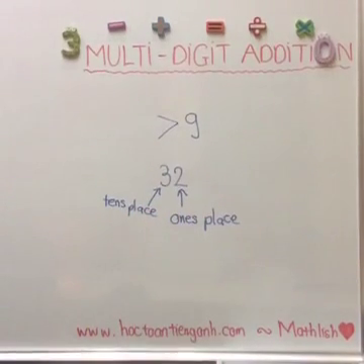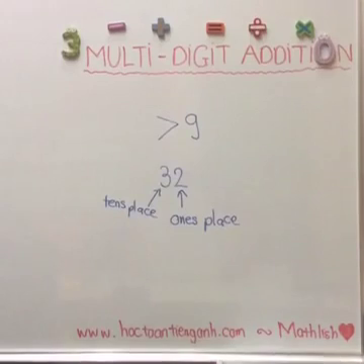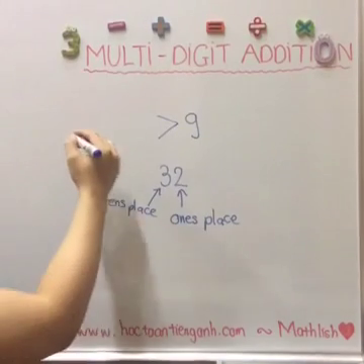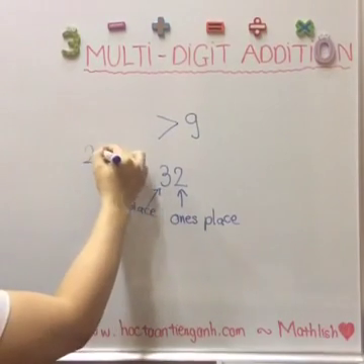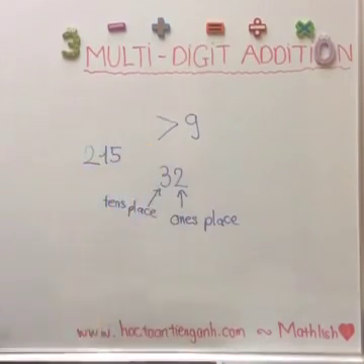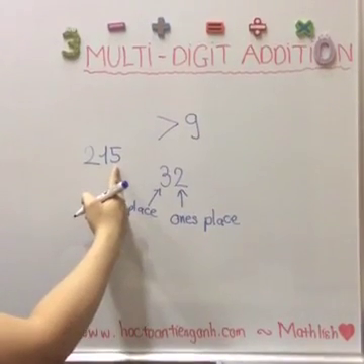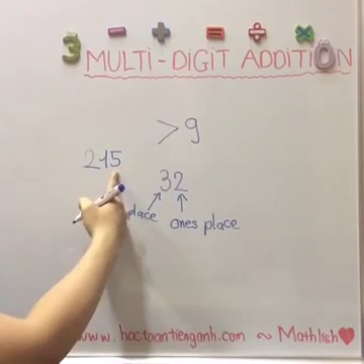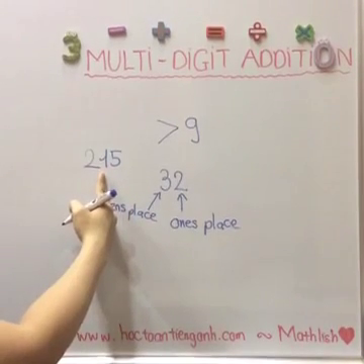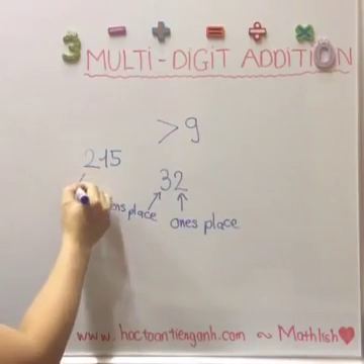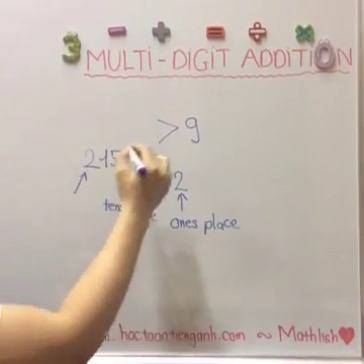Three-digit numbers use three number places. For example, we have the number 215. That's a number 5 in the ones place, a 1 in the tens place, and the number 2 in the hundreds place.